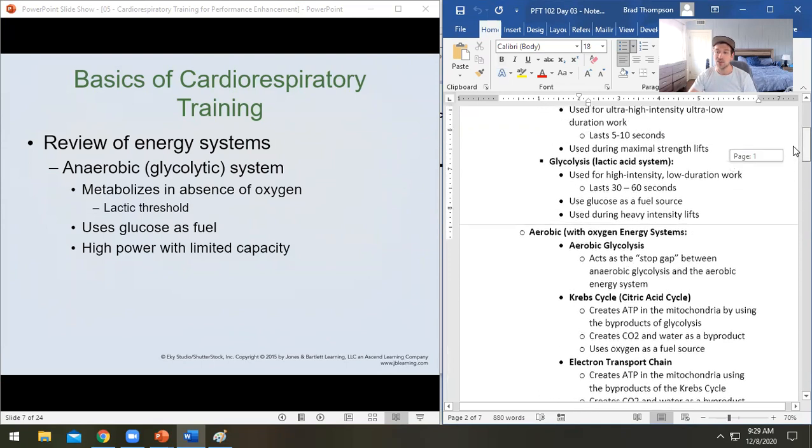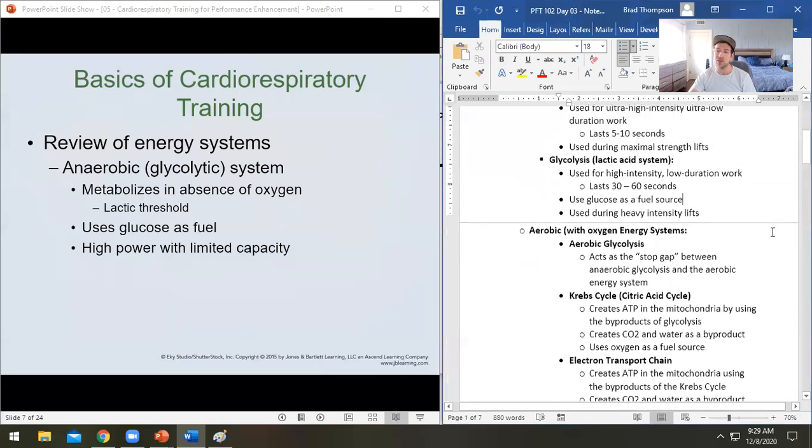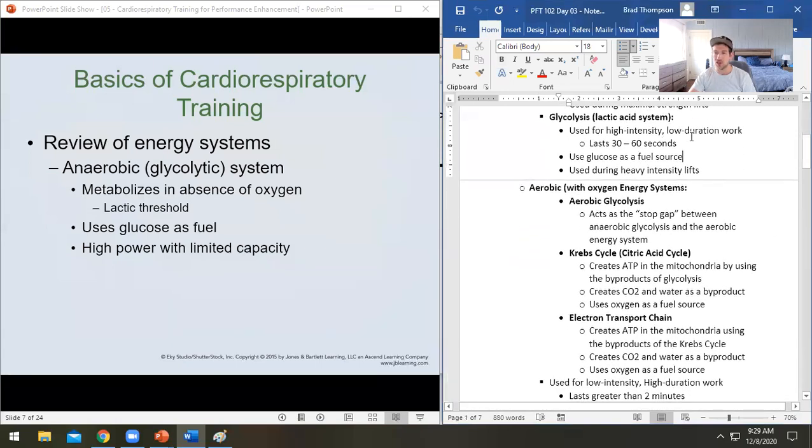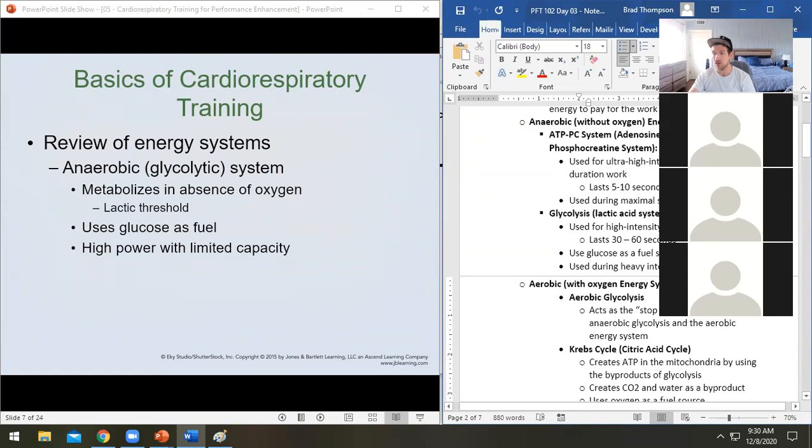So I would start my first 15 seconds using my ATP-PC system. Then I would pass that energy production off to glycolysis for the next 30 to 60 seconds. And then I'm really going to start burning like crazy, and I'm going to start breathing a little bit harder. And when I start breathing harder, I'm now bringing in way more oxygen. And now I'm passing off that energy to my aerobic energy system.